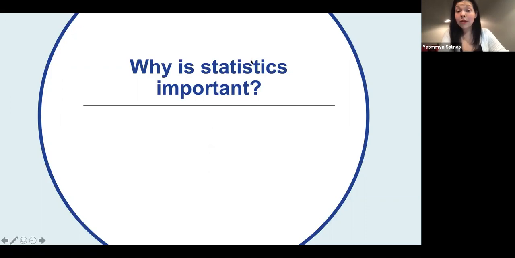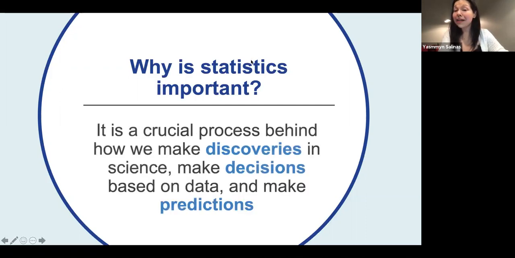So my response to this was not as detailed as yours. It was very much just big picture. It is the crucial process behind how we make discoveries in science. I use it as a genetic epidemiologist. I use it all the time in my science to make decisions based on data, to make predictions. And so right now we're going to take a little bit of a break. But after the break, I'm going to show you some examples of how we use statistics in a lot of different fields. Thank you.